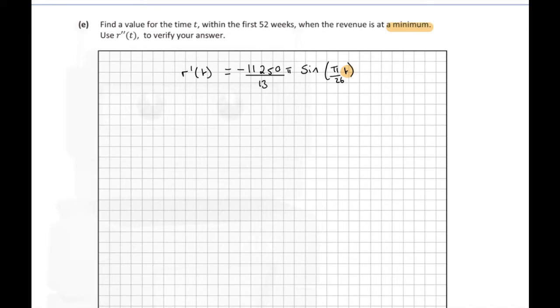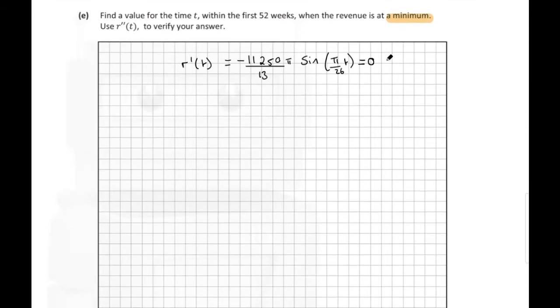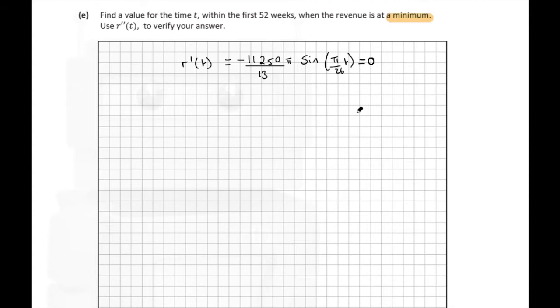And I'm going to let it equal to 0 because they've just told us it's a minimum. So you need to have kind of keywords and triggers in your head. Minimum differential equals 0. Maximum differential equals 0. Now we will have to do a little bit more than that, because it tells us to verify our answer using the second derivative. But let's just figure this one out first.